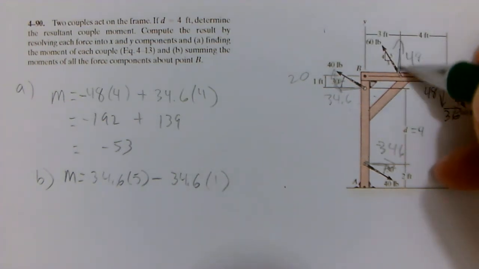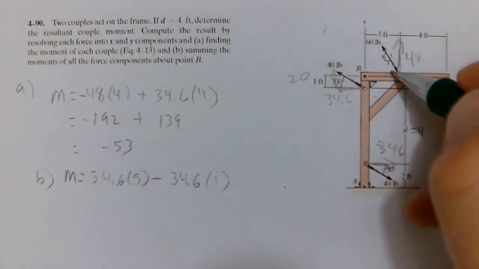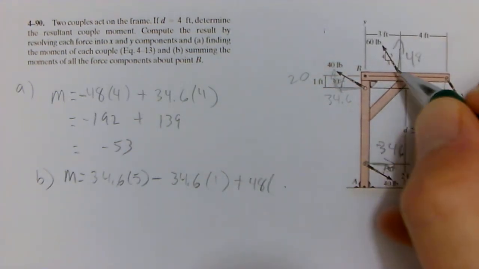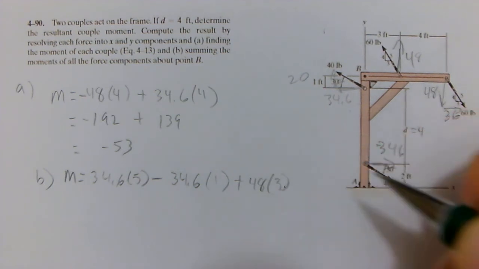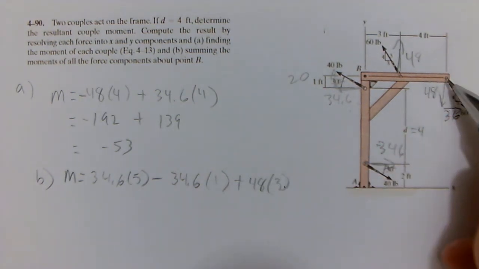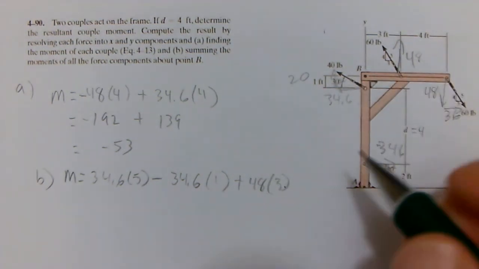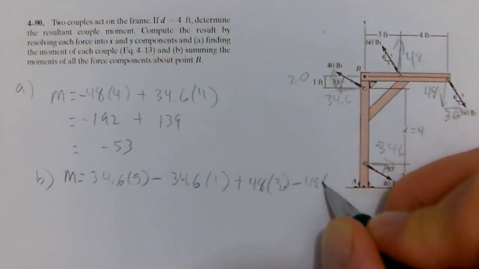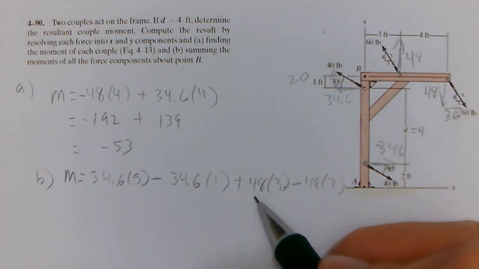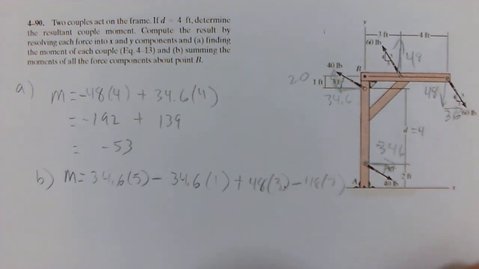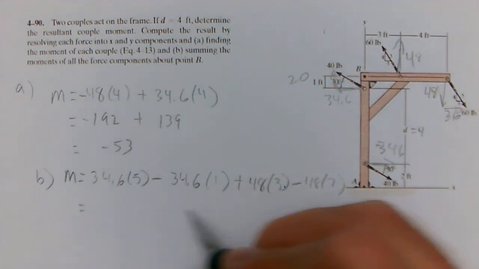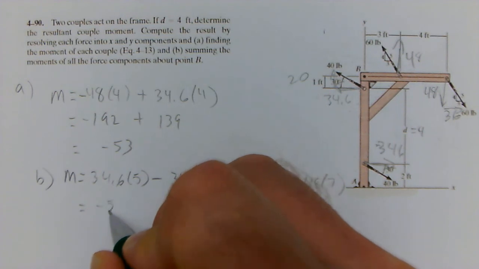So now we have the vertical force here of 48, and that's going to cause positive rotation. And the distance there is 3. And then that one's going to cause negative rotation. So we got 48 times 7. And again, looking at both of these, the 7 minus 3 gives us the 4 that we had before. And we add all that up, and we get negative 53.